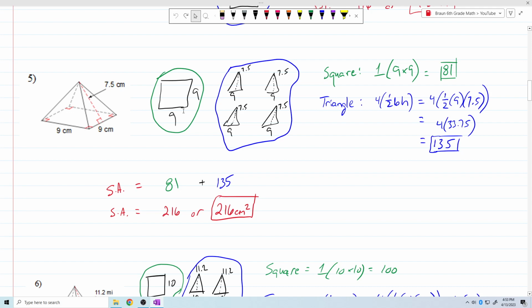But anyways, the setup is the same. Break out the component shapes, group all the same shapes together, just like this here. And right off to the side, right? Bam, right there. Squares and triangles, 4 triangles, 1 square. Plug in the dimensions given, calculate, get some numbers. 81 plus 135 is 216.